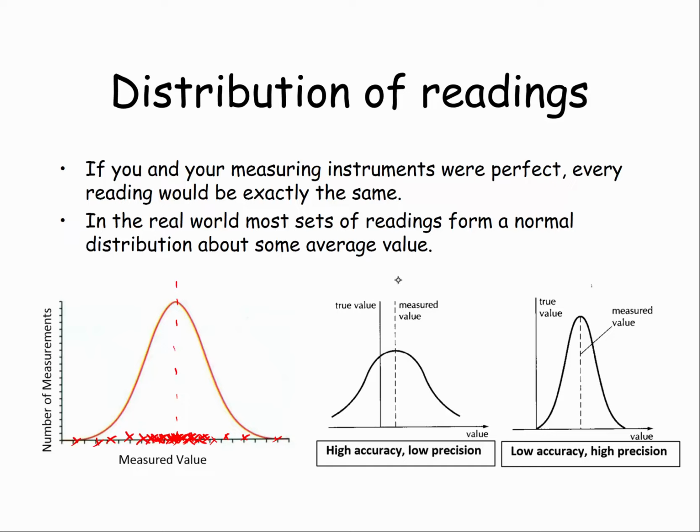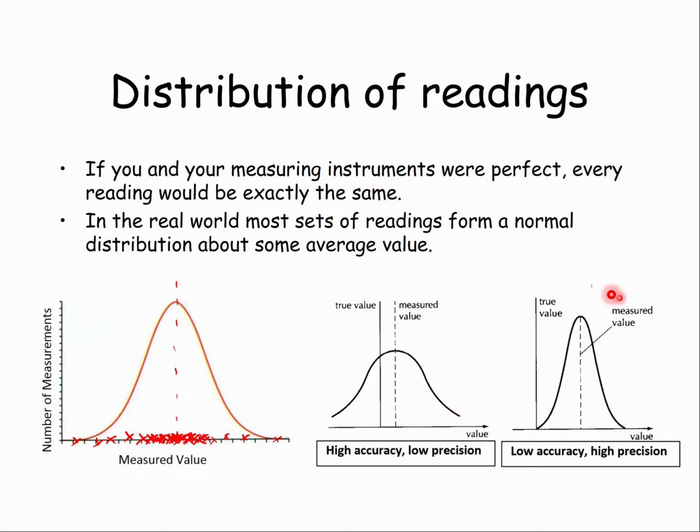For this graph here, the curve of the measurements is quite broad, and so these measurements have relatively low precision. We say that they're imprecise. Now, the true value, which is that solid line there, is well within the central part of that curve. So we might say that these measurements are pretty accurate. They have high accuracy.